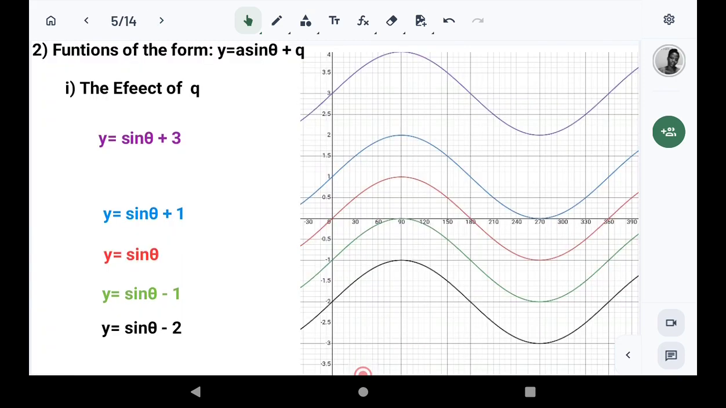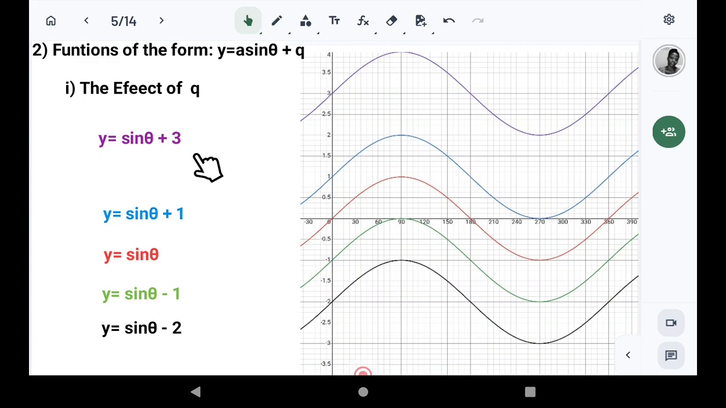Now let's look at a more general type of question, functions of the form y equals a sine theta plus q. And let's look at what the effect of q is on the graph. Remember that we started with the basic one, y equals sine theta, and this is the red graph. It goes from 0, peaks at 1, goes back to 0 at 180, goes to a minimum at negative 1 at 270, and goes back to 0 at 360 degrees with the amplitude of 1. That's your basic graph.